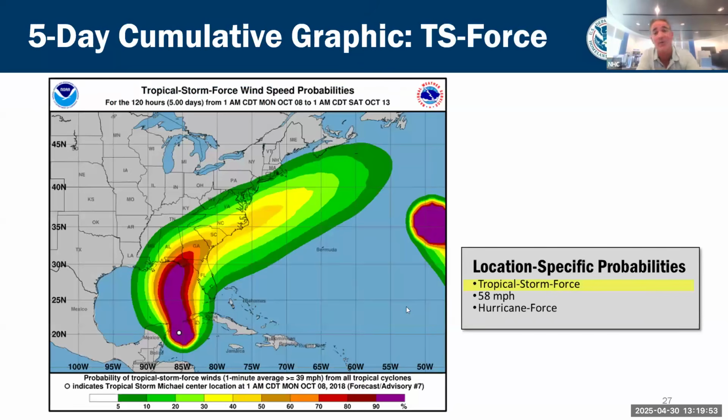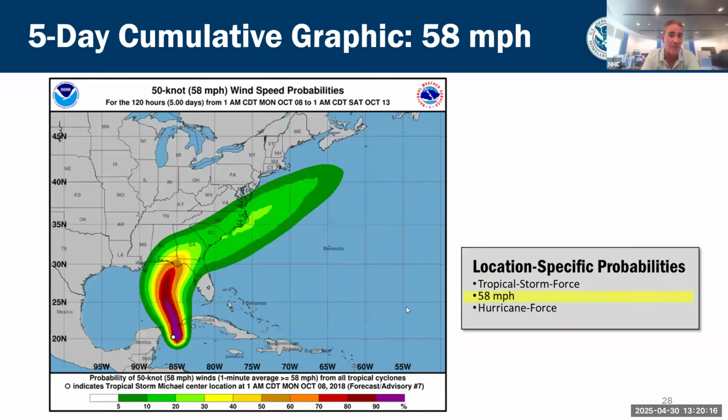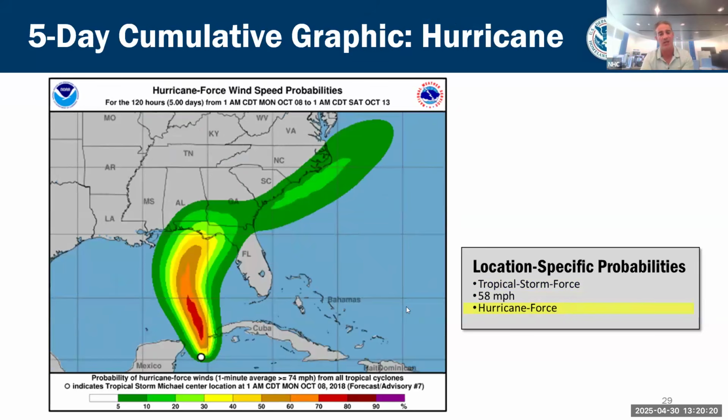Now, if you don't want to read numbers, the good news is you don't have to. You can look at the probabilities through the graphics. The only thing is you can't get timing information from this graphic, but you can get timing information from the one Larry is about to show you coming up. So the 5-day cumulative graphics are available for the same wind thresholds. Tropical storm force winds here, 50 knots or 58 miles per hour here, and hurricane force winds displayed here.